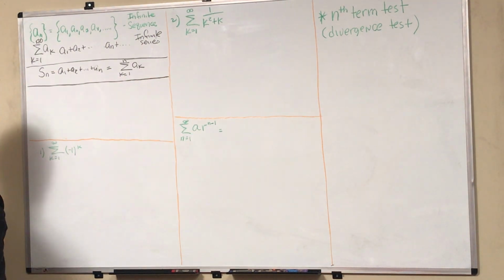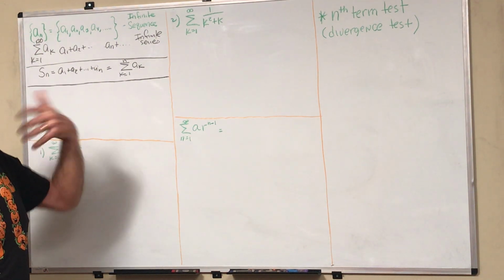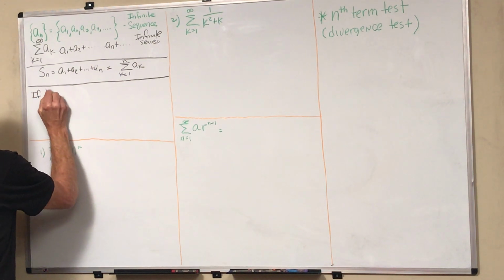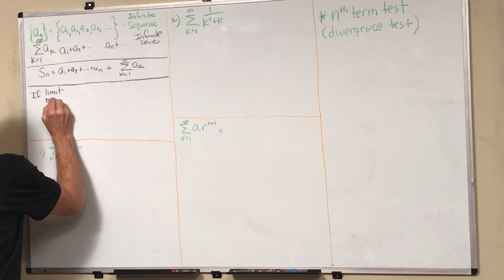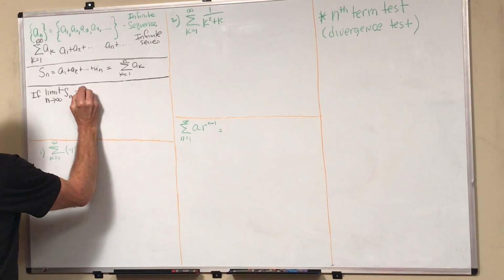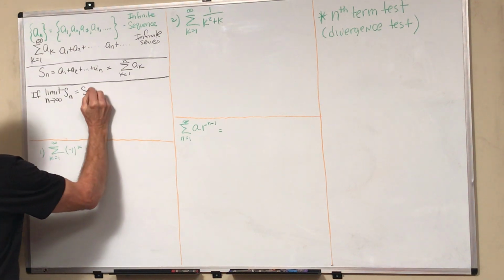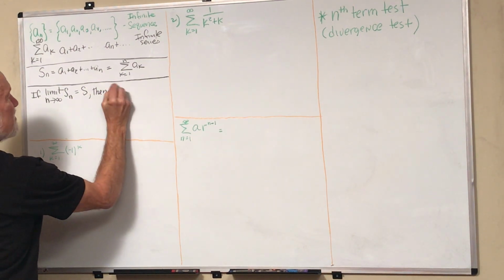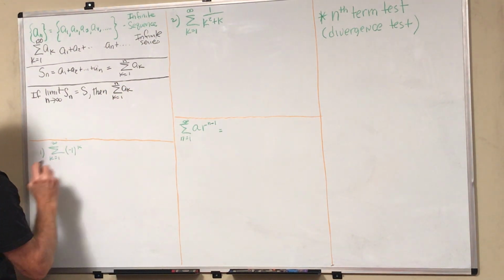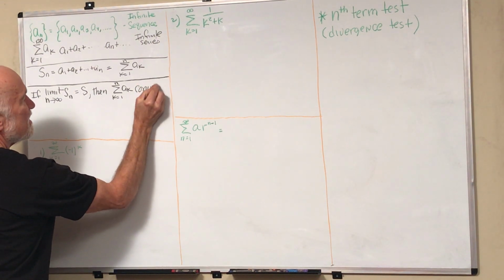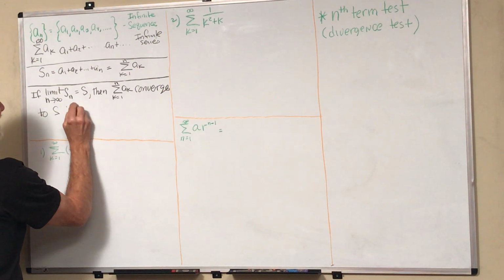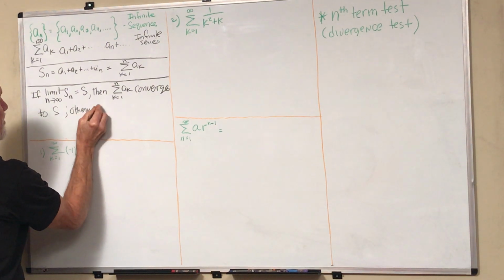And then, because we're going to be interested in whether these series converge or not, we're going to say, if the limit as n approaches infinity of S sub n equals some number s, then the series k equals 1 to n of a sub k, that infinite series, converges to s. Otherwise, it diverges.